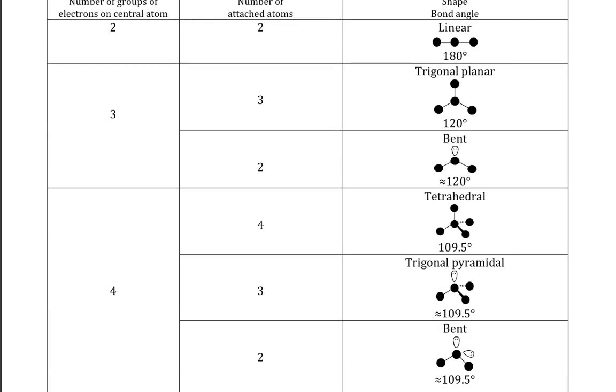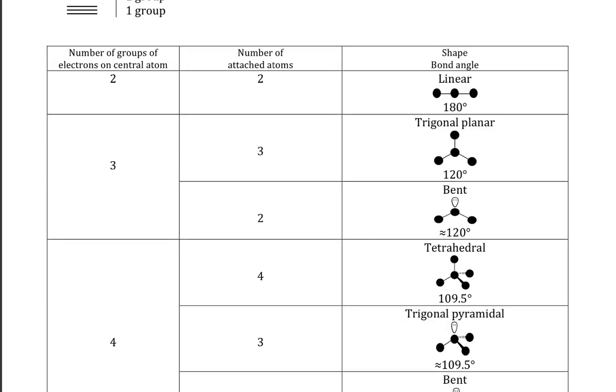Alrighty, so in our table we have the number of groups of electrons on the central atom, the number of attached atoms, and then the shape following from that. So if we have a molecule that has 2 groups of electrons on the central atom, then we're in that first row. If it also has 2 attached atoms, that means you look at the central atom, how many atoms are attached to it. Okay, so if we have 2 there, then we have a linear molecule. That would be the case for CO2.